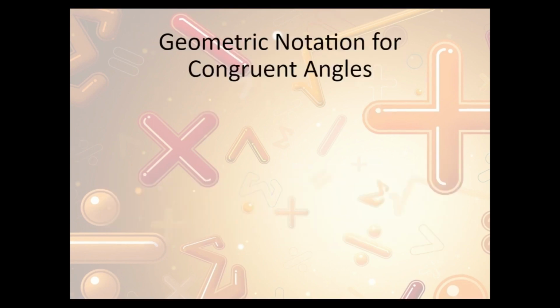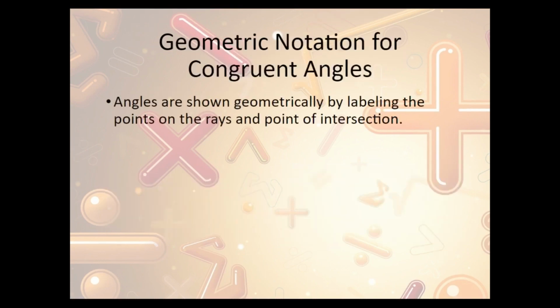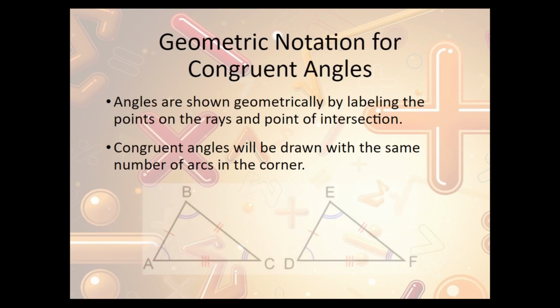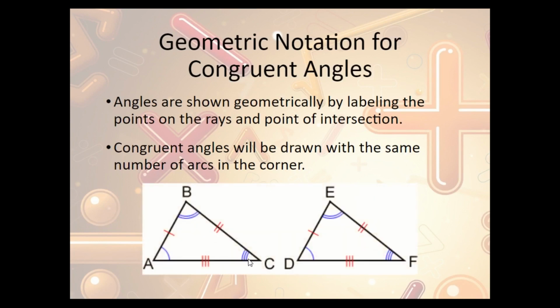Geometric notation for congruent angles. Angles are typically drawn by labeling the points on the rays and the point of intersection. Congruent angles will have arcs in the corner. So for instance, we have these two triangles here, and notice we have these arcs here in the corners. The single arc and the single arc mean that those two angles are congruent to each other. The double arc and double arc mean that those two angles are congruent to each other. And then the triple and triple mean that those are congruent.